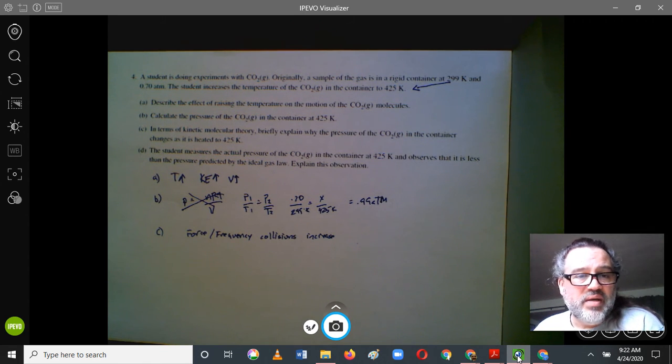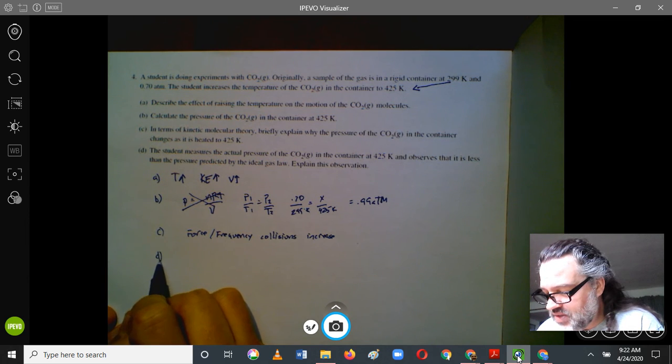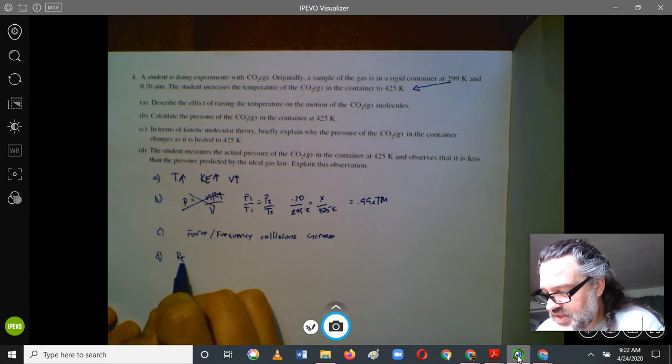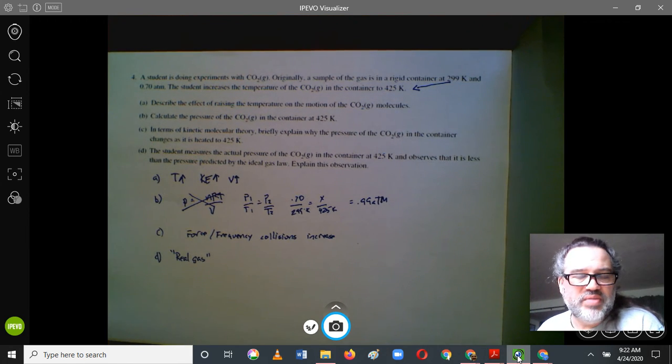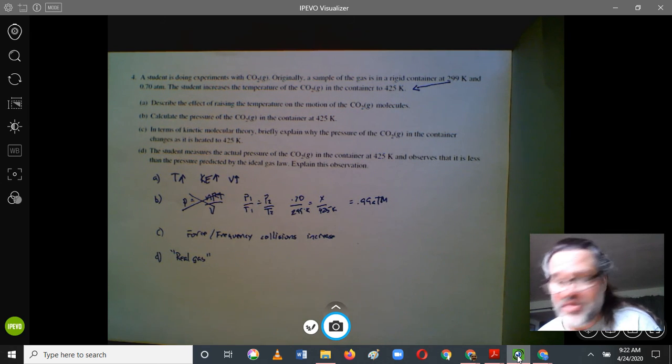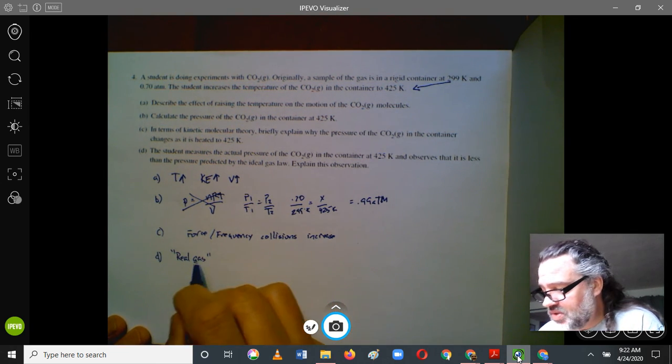Finally, in D, it says a student measures the actual pressure of the CO2 and observes that it's less than the pressure predicted by the ideal gas law. This is basically the concept of a real gas. The ideal gas law assumes that there's absolutely no interactions between the particles. They're pointless little things. And in the real world, there's probably some forces between them that will stick them together. So they'll stick together a little bit more and collide with the walls of the container a little bit less. So it's a real gas.